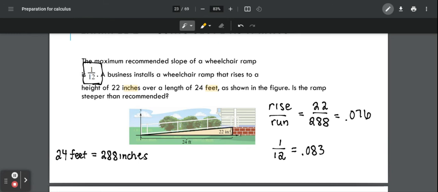So when you're looking at those ratios, this is really saying it's rising 0.076 inches for every 1 inch that it runs. The recommendation is that it has to be less than the 0.083. So the question, is it steeper than recommended? No, it's not steeper than recommended. It should work for being a good wheelchair ramp.